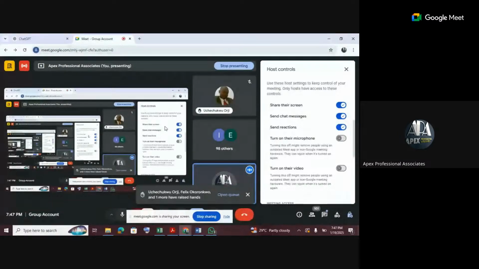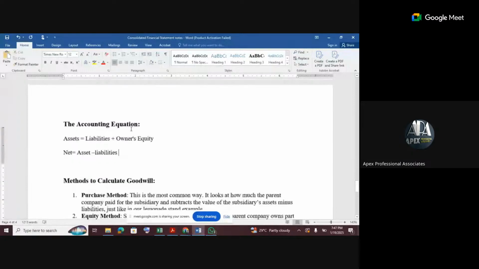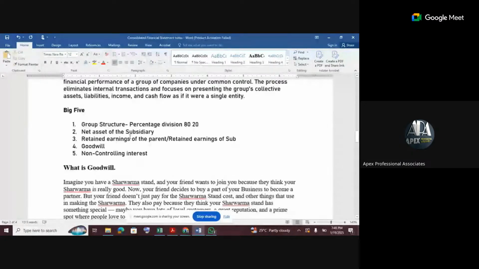The extra value outside what the subsidiary is worth is the goodwill. That could be because of the loyalty of the customers the subsidiary has, or whatever the case might be. That is what goodwill is. Now, retained earnings, we know what retained earnings is, but we will still talk about it better. Non-controlling interest, I have defined it.